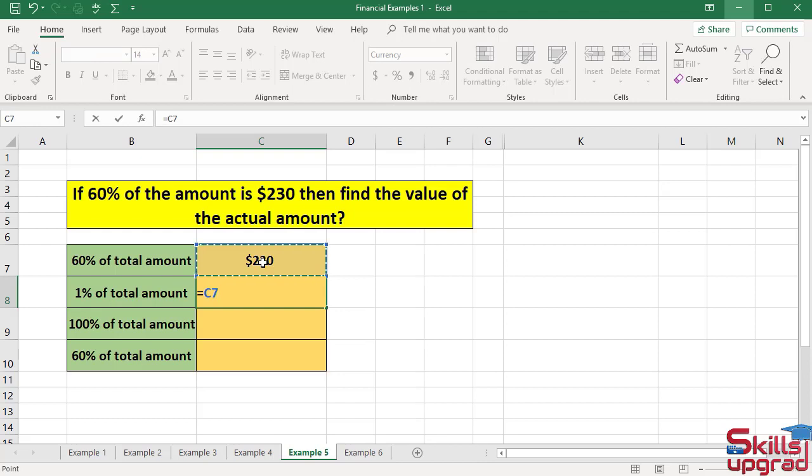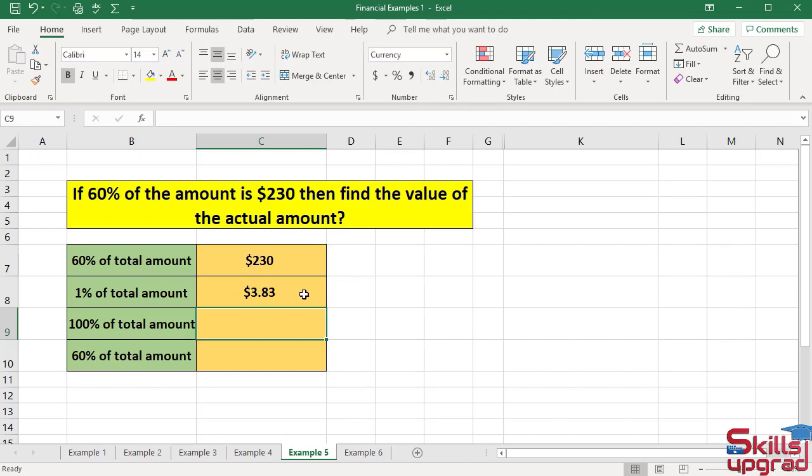Click this cell reference. Enter division operator. Type 60. Press enter key. Excel returns 1% of total amount is equal to $3.83 by dividing 60 to $230. You can increase or decrease the decimal places of this value by using these two buttons. This is the 1% of total amount.